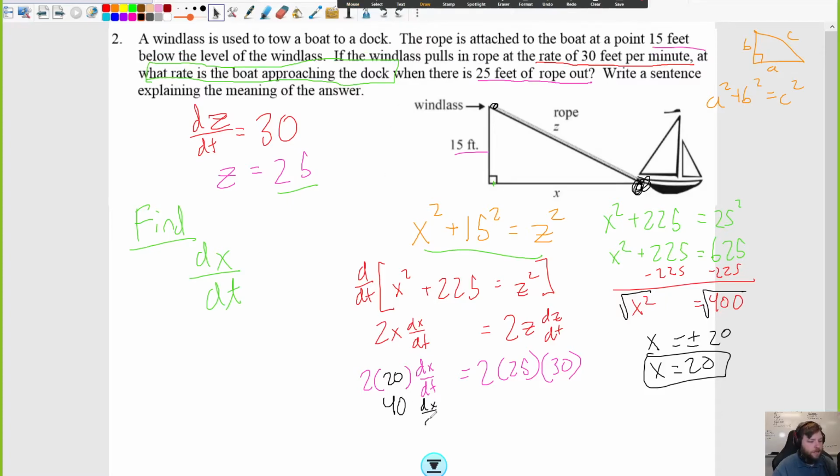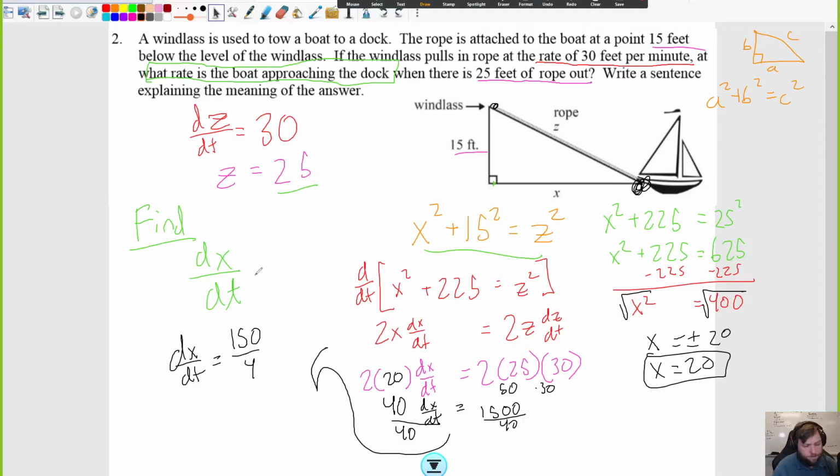40 dx/dt equals 2 times 25 is 50 times 30. That's going to be 1,500. Divide both sides by 40. I think that's 1,500. So I'm going to do my work up here because I don't know if you see the bottom. dx/dt is equal to 150 divided by 4 if you reduce. So there's my answer. I could do it in decimals if I wanted to or whatever.